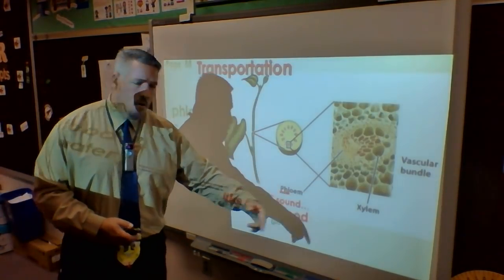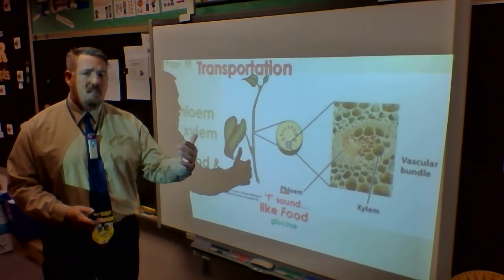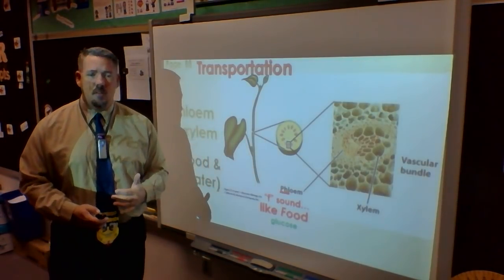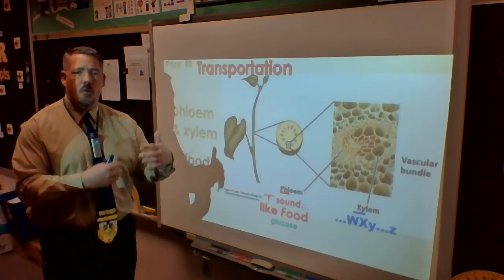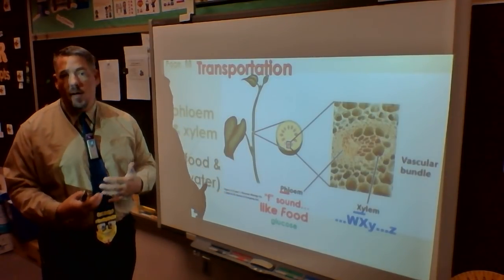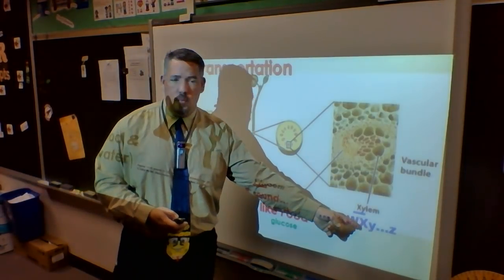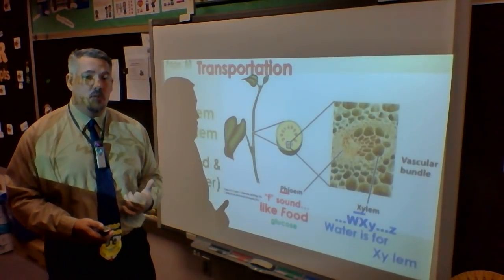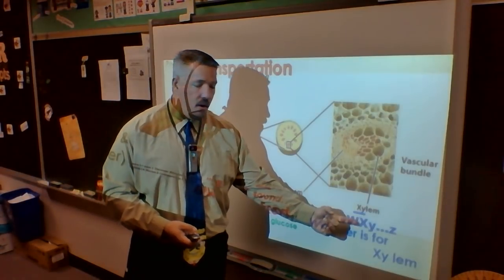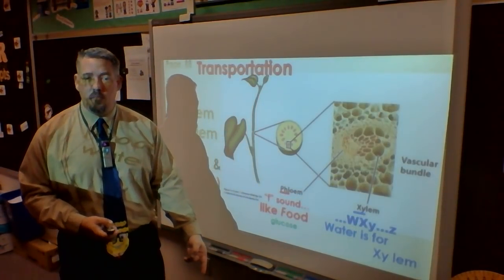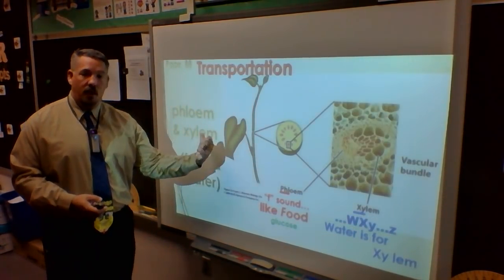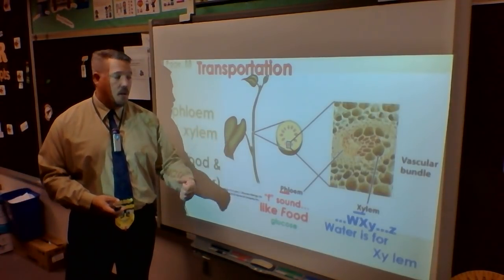The xylem, well, when I look at xylem, it has X, Y, just kind of like the order of the alphabet. Well, the order of the alphabet, we have W, X, Y. Well, that should help us remember which one xylem is, because W comes with the X, Y. Water starts with a W. Water is carried from the roots in the xylem up the stem into the leaves where photosynthesis can happen.